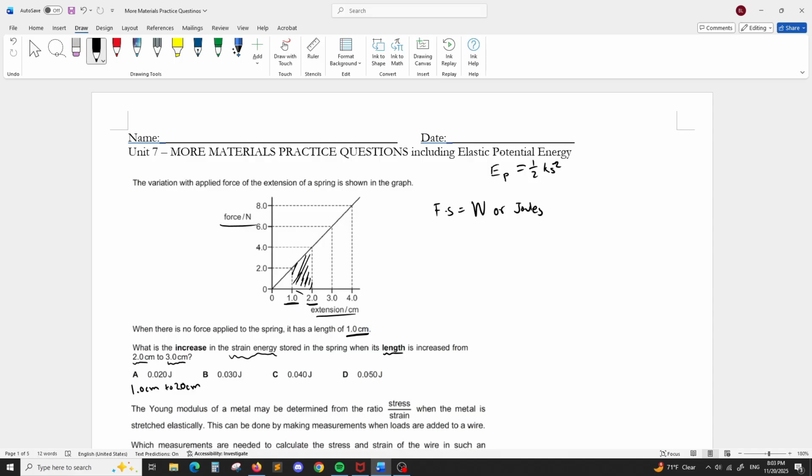And in this case, we have 2.0 newtons. I'm calculating the actual area using trapezoids, multiplied by 1.0 centimeter. We have to convert the centimeters to meters, which is the SI unit. So it's going to be 1 meter over 100 centimeters. And if you calculate this out, you should get 0.030 joules, which is B.